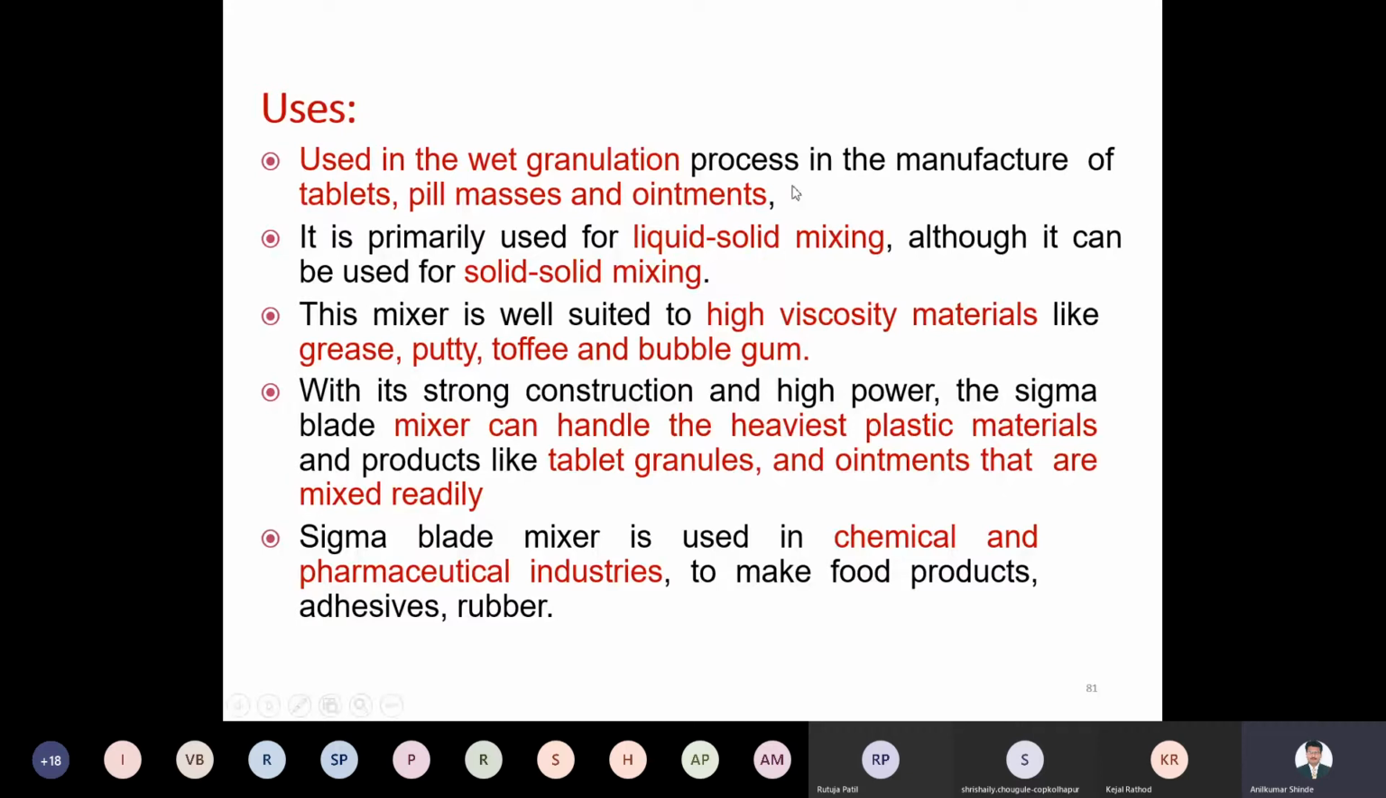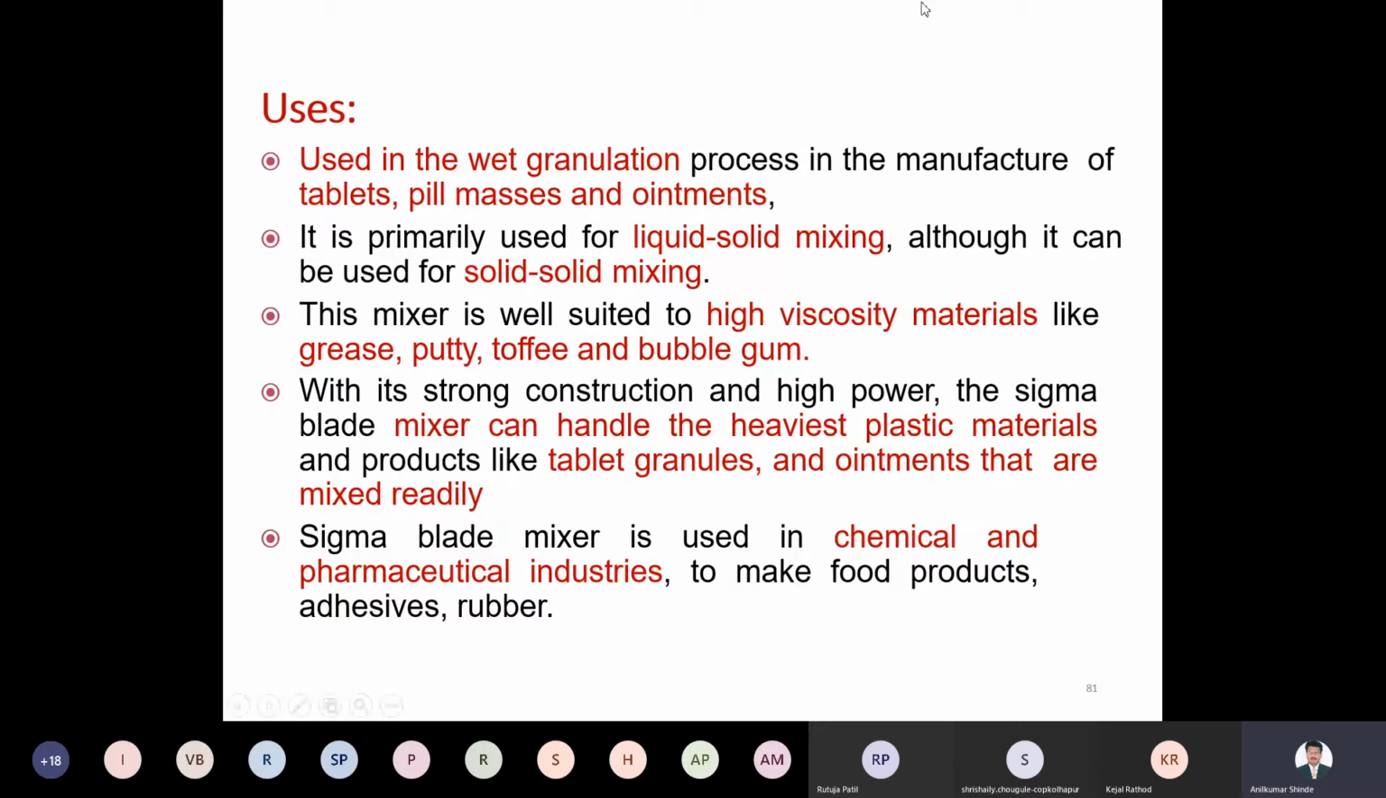Then ointments are there. With the help of the sigma blade, we can mix semi-solids. If you want to mix a drug powder uniformly into the ointment base, that's why this sigma blade is used. If you have seen sulfur ointment on a large scale, you take the sulfur, take the ointment base, and just mix the sulfur powder into it. The sulfur powder must be highly mixed into that ointment base. That's why the sigma blades can be used.